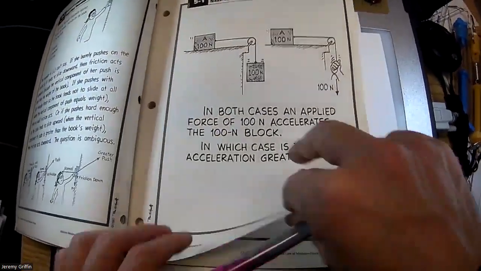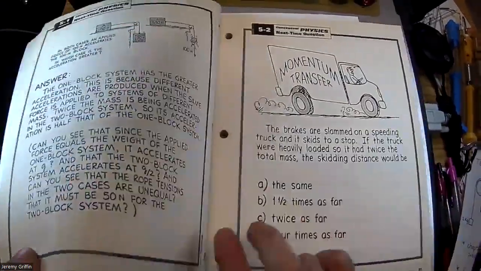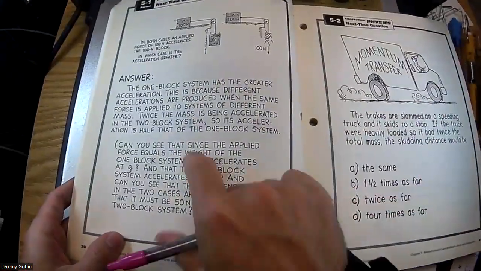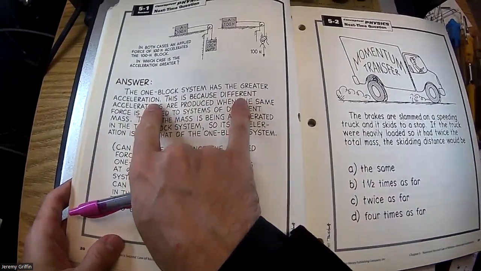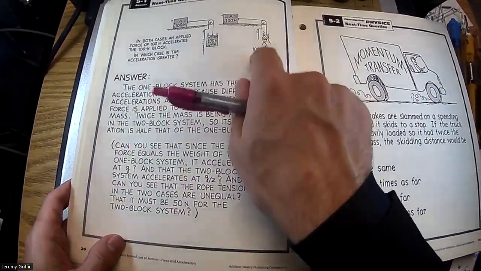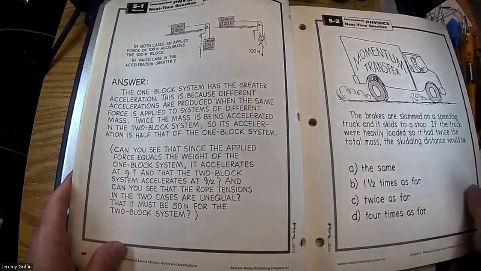Okay. Check out the answer. Let's make sure. The one block system has a greater acceleration. There you go. So the one on the right, greater acceleration.